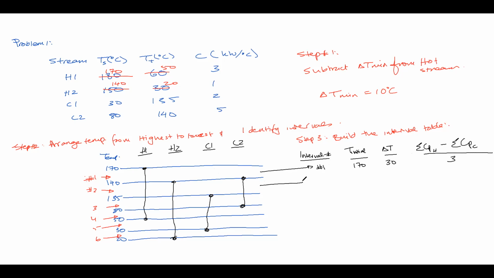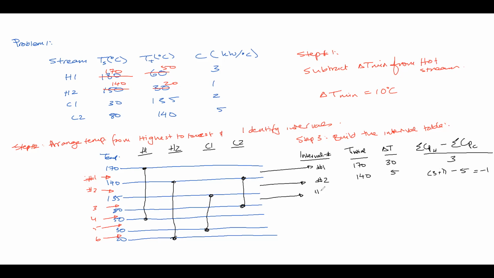Then I'm going to do the same for interval 2. The initial temperature is 140. The height of this interval is 5. And then summation of Cp hot minus summation of Cp cold: I have 2 hot streams, 3 and 1, so this will be 3 plus 1 minus summation of Cp cold. I have 1 cold stream with a Cp of 5, minus 5. So this is equal to minus 1.